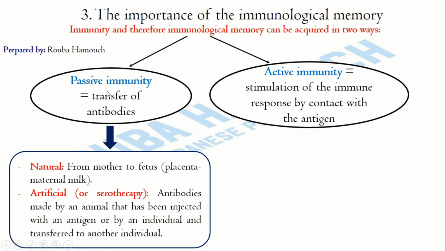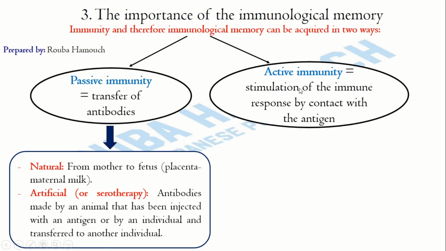Also, the passive immunity, which is the transfer of antibodies, can be artificial. And it's the case of serotherapy. Therapy with the serum, to treat patients using serum containing antibodies from another patient. So we have ready-made antibodies produced by an animal that has been injected with an antigen, or produced by an individual and transferred to another individual in order to confer or give this individual an immunity against this antigen.